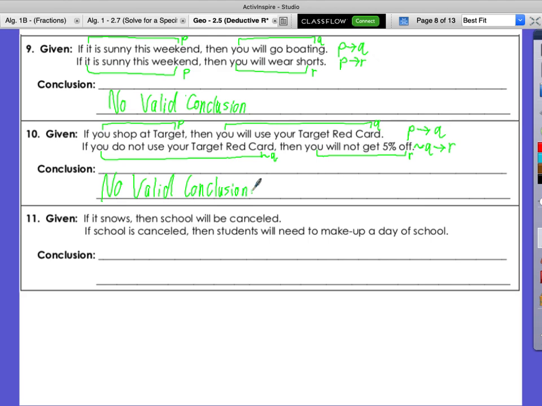Once again, it's 100% about our pattern. Okay? Questions on that one? 10 minutes. Okay. We're going to skip over number 11 here. We're going to go to the next page.